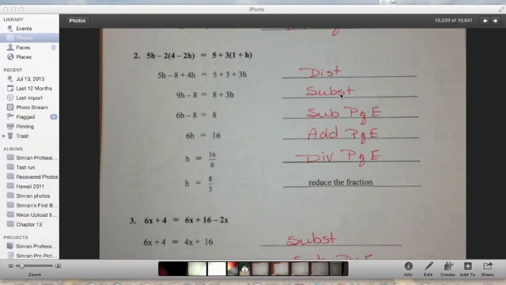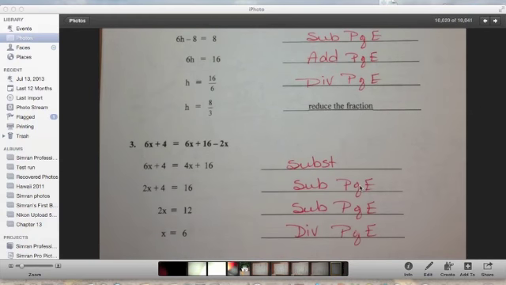Okay. Next step, we're going to go ahead and subtract 3h from both sides, so subtraction property of equality. We're going to add 8 to both sides, so addition property of equality. Finally, divide by 6, division property of equality. And finally, we went from here to here by reducing the fraction, so I wrote that down for you guys.